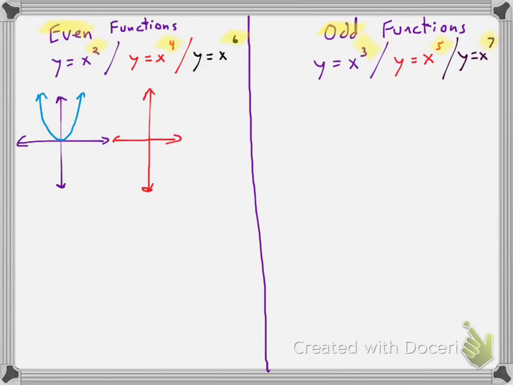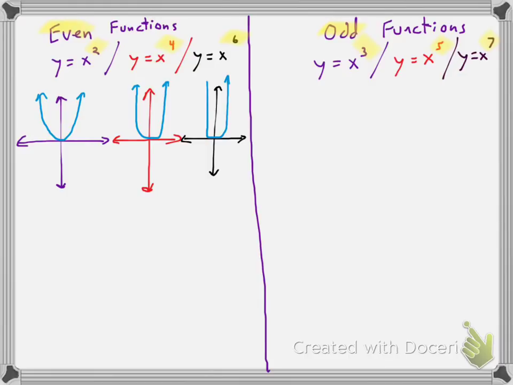Here's the basic shape of even functions. There's a little bit of differences. Okay, the main difference that I want to point out is they all go to a vertex point of 0, 0. Because it's just x squared, it's just x to the fourth, just x to the sixth. It goes to the vertex or the origin of 0, 0.